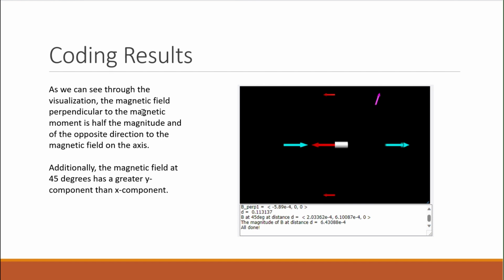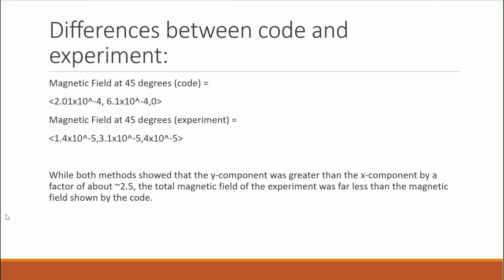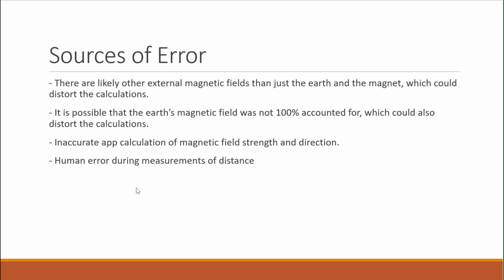We know that the magnetic field perpendicular to the magnetic moment is half the magnitude, and it is of the opposite direction to the magnetic field on the axis. Additionally, we can see that the magnetic field at 45 degrees has a greater y component than it has an x component. So some differences, the magnetic field in the code was this, and the magnetic field in the experiment was this. Both methods showed that the y component was greater than the x component by a factor of about 2.5, but the total magnetic field of the experiment was far less than the magnetic field shown by the code.